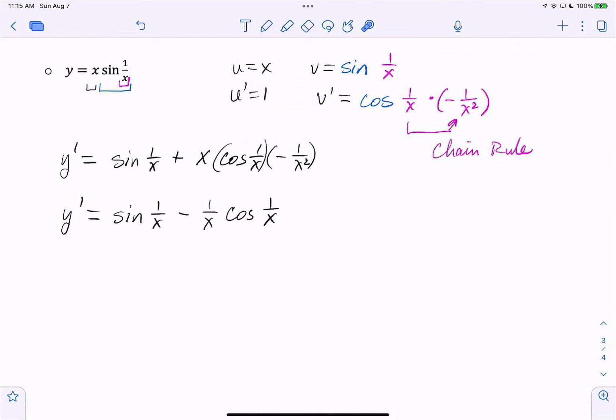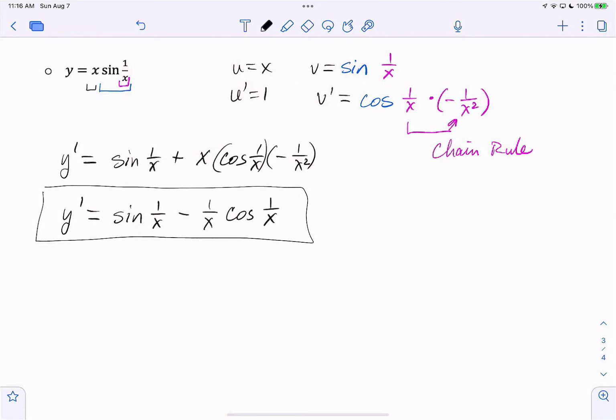Multiplying everything together, the x divides out with one of the x's in negative 1 over x squared. The product rule has a plus, but 1 over x squared is a negative factor. So our derivative is y prime equals the sine of 1 over x minus 1 over x times the cosine of 1 over x.